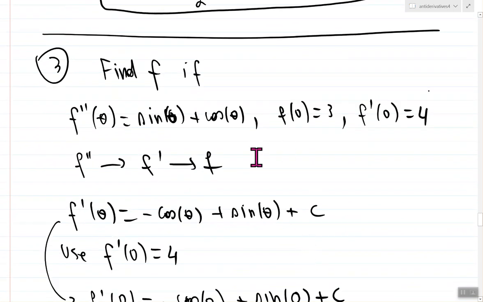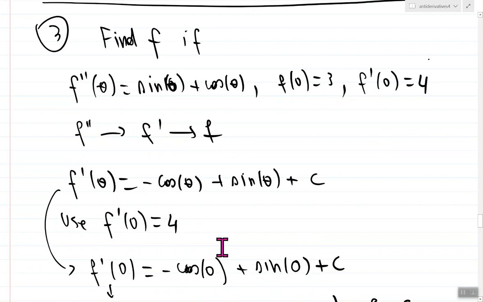Another example is this one. Again here they give us two conditions. They give us first f double prime of theta, which is sine theta plus cosine theta, and they give us f of 0 is 3, and then f prime of 0 is 4. So again we have to go from f double prime to f prime and then to f, by taking the antiderivative 2 times.